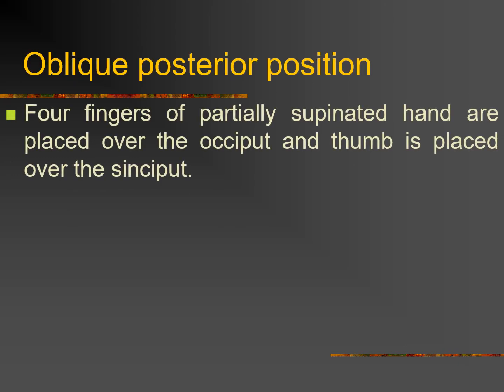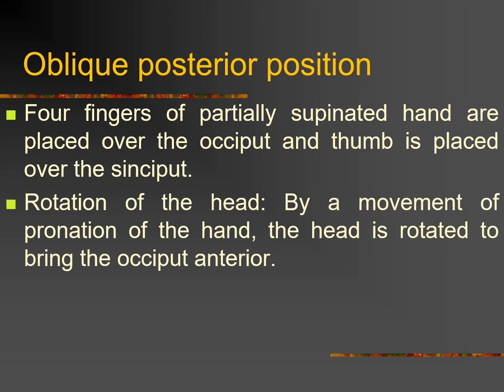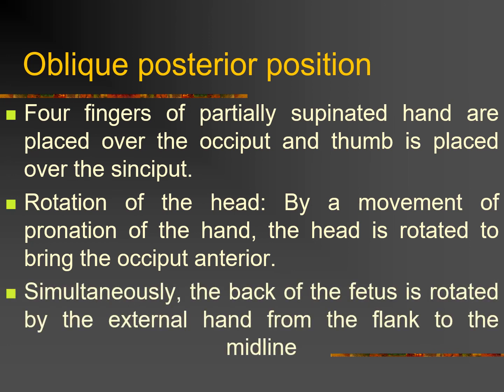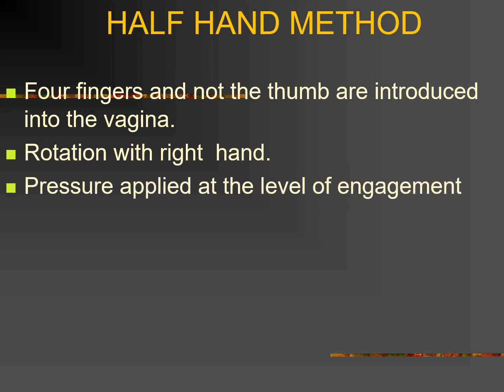Four fingers of the partially supinated hand are placed over the occiput and the thumb is placed over the sinciput in the case of oblique posterior position. Rotate the head by a movement of pronation of the hand. The head is rotated and brought to the occipital anterior position. Simultaneously the back of the fetus should be rotated by the external hand from the flank to the midline by the outside hand.